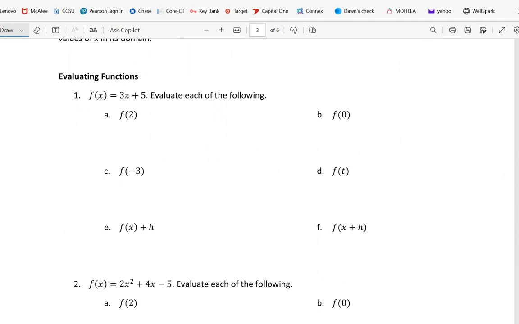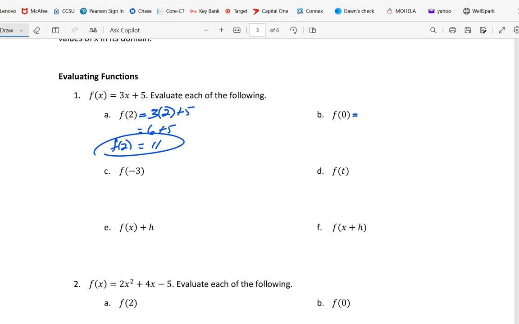If I'm going to evaluate functions, f of x equals 3x plus 5. To find f of 2, notice that instead of f of x, I have f of 2. In place of that x is a 2. So in place of the x, I write the 2. 3 times 2 is 6, plus 5 is 11. f of 2 is 11.